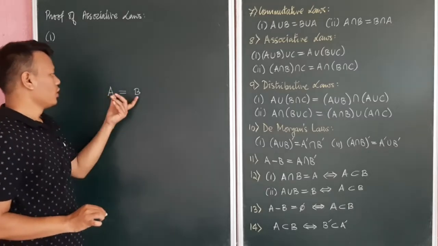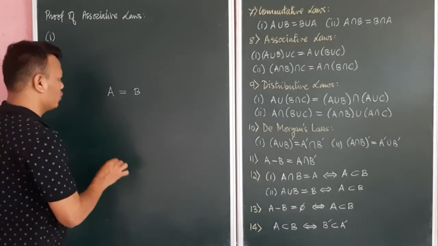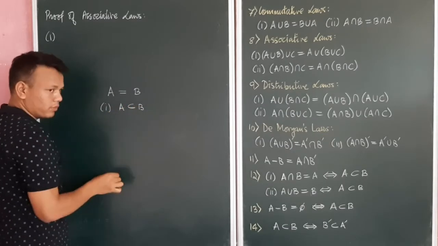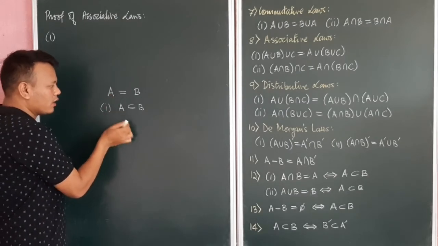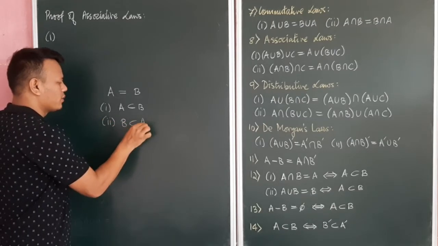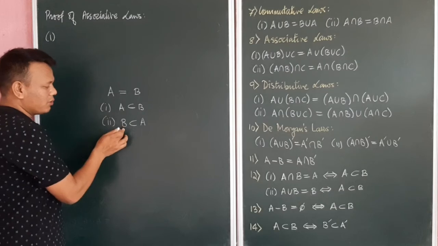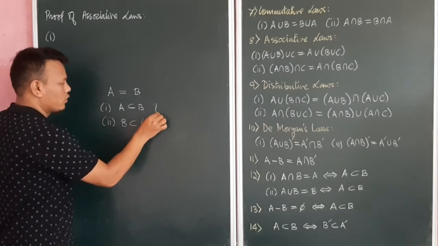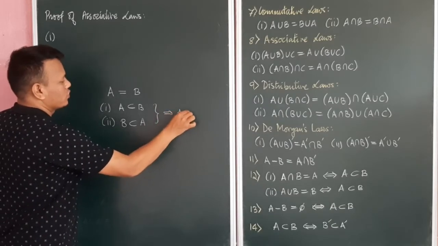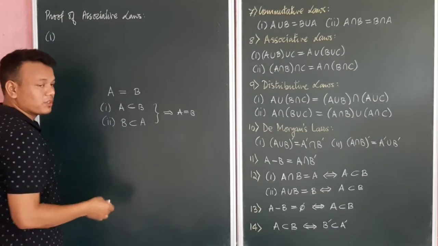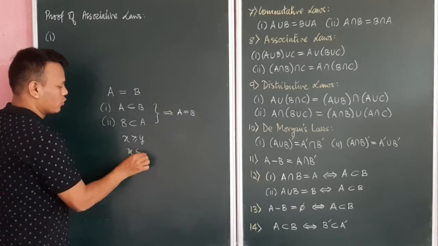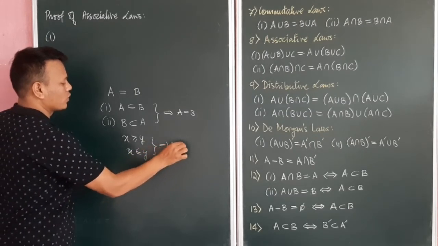Alright, so what is the strategy? That's what I am going to show here. If I show that A is a subset of B, that means every element of A is an element of B. And next, if I show that B is a subset of A, that means every element of B is an element of A, then using these two, I can say that A equals B. Same thing happens with numbers also. For example, if x is greater than or equal to y and x is less than or equal to y, what does this imply? This implies that x equals y, isn't it?